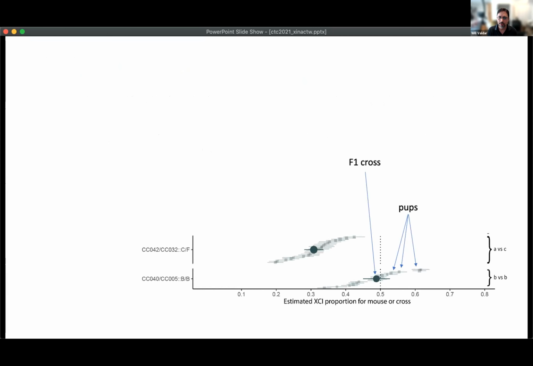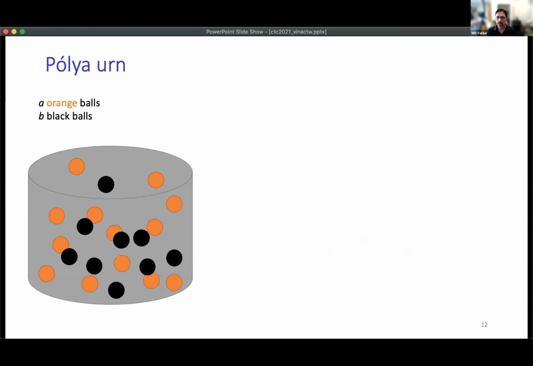What I want to end on, though, is talking about something which I think is pretty cool, which is we've got this picture of the way that these mice proportions vary around the overall cross consensus. And yes, this is a stochastic process. We would expect them to vary, but the way in which they varied was fairly consistent. And the extent to which they vary is interesting in itself, because it is actually telling us something. And to see what it's telling us, it's useful to think about this thought experiment called the Pólya urn.